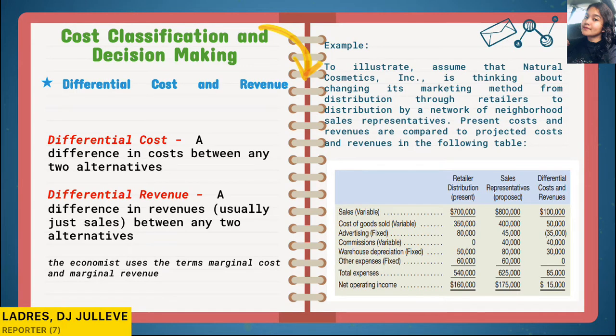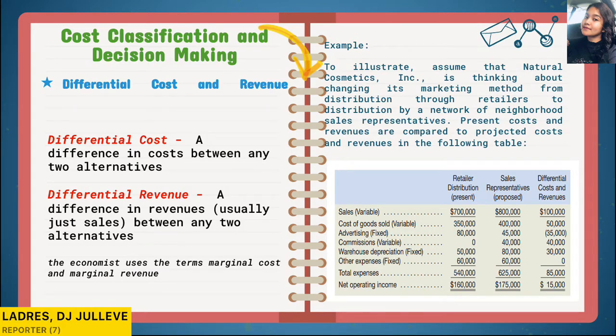Thank you, Miss Ivy. So for our next topic, we have here cost classification and decision making. This topic will be covering differential cost and revenue, opportunity cost, and sunk cost.